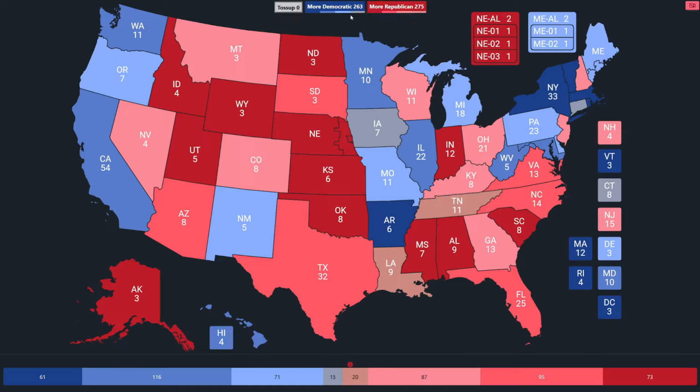Now, some of this map is similar to what we would expect to see today. You've got the bluer West Coast and the bluer Northeast, plus Minnesota, Illinois, and New Mexico. Then much of the upper Great Plains and the Southeast is redder. But here, New Jersey voted to the right of the country. West Virginia was to the left.